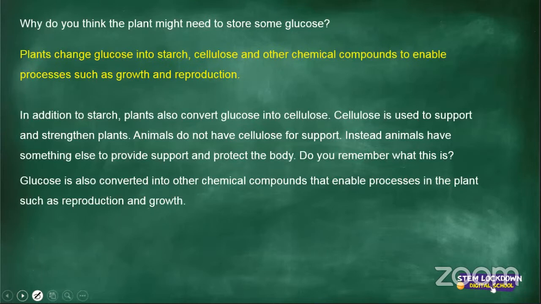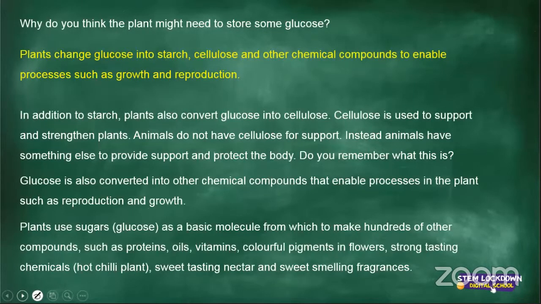Now, glucose is also converted into other chemical compounds that enable processes in the plant, such as reproduction and growth. Now, plants use sugars, which is the glucose, as a basic molecule from which to make hundreds of other compounds, such as proteins, oils, vitamins, colorful pigments in flowers, strong taste chemicals, like you get in hot chili plants, sweet tasting nectar like honey, and then you get fragrances that you can make perfume with.